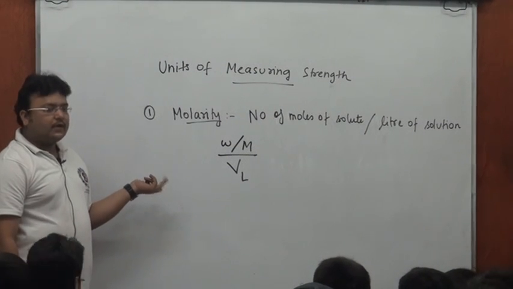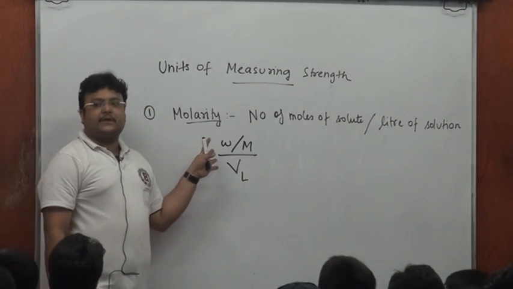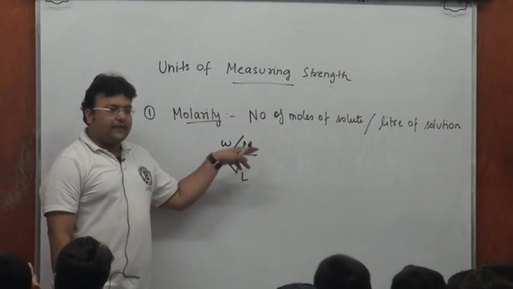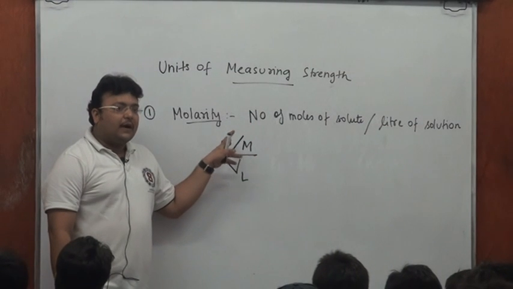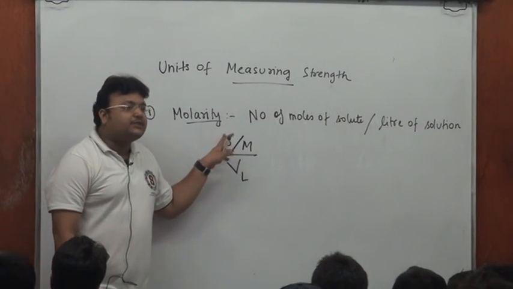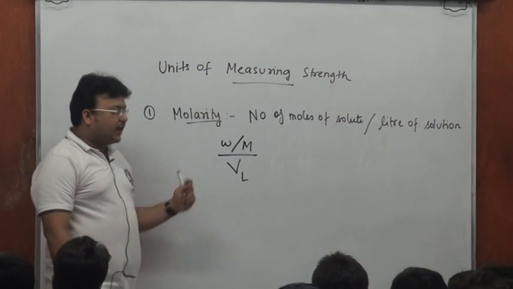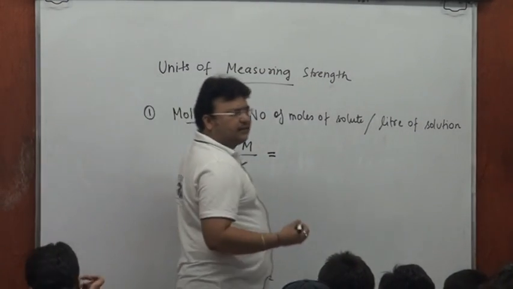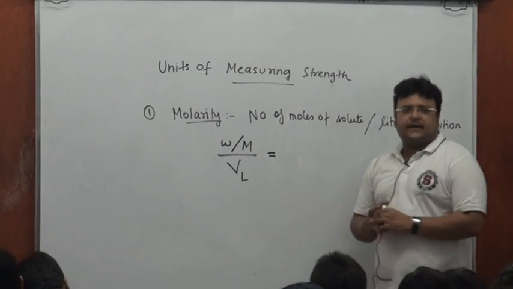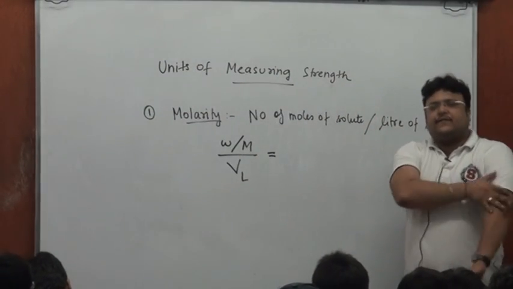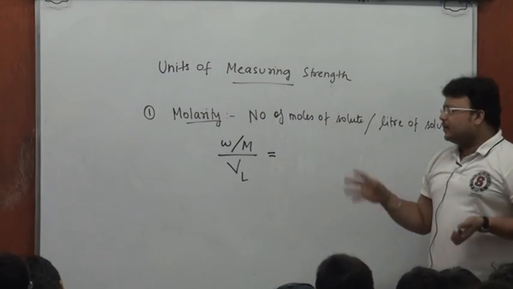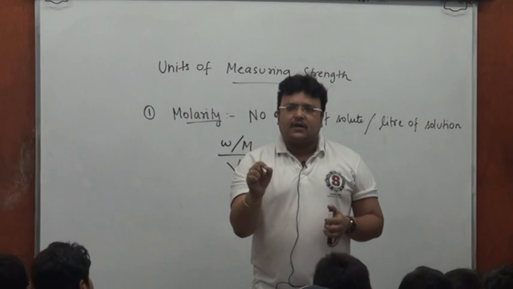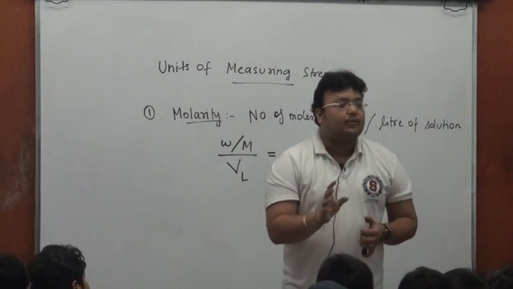Got me? I repeat, if you dissolve W grams of something having molecular weight m, W by m, weight upon molecular weight, will be the number of moles of that solute, upon total volume will tell you number of moles per liter. That will be the molarity. We will want to define molarity this way. But we will apply molarity differently. Believe me, practically in the laboratory or in the course of problem solving, chances are we will be dealing with volume in ml more often.